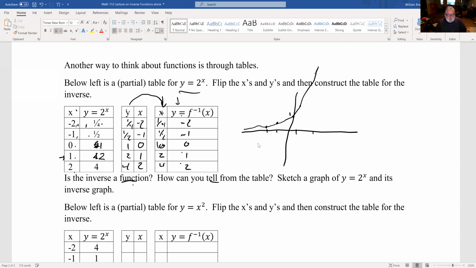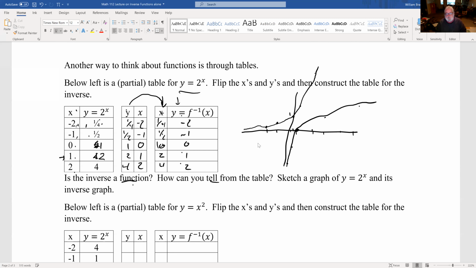What does the graph of the inverse function look like? Well, if x is 1/4, y is minus 2. If x is 1/2, y is minus 1. When x is 1, y equals 0. When x is 2, y equals 1. When x is 4, y equals 2. So you get the graph of the logarithmic function.